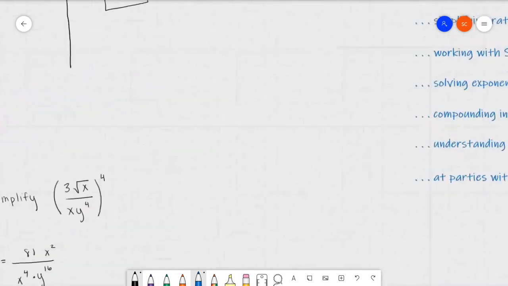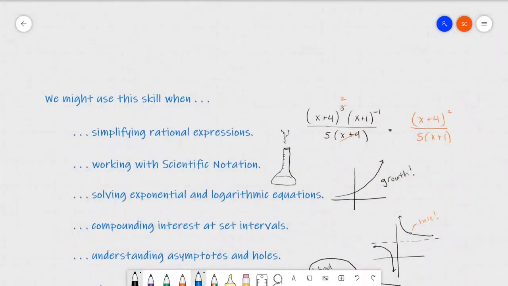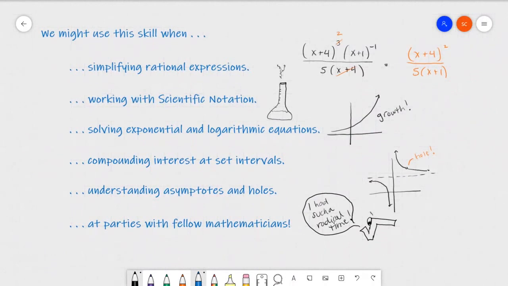So the last thing I want to talk about is when are we going to see this skill in other places in math? We're going to definitely see it when we're simplifying rational expressions, working with scientific notation, maybe solving exponential and even logarithmic equations, working with compound interest at set intervals, so that big old messy compound interest formula you might be familiar with, maybe understanding asymptotes and holes, and absolutely, as always, at parties with fellow mathematicians.